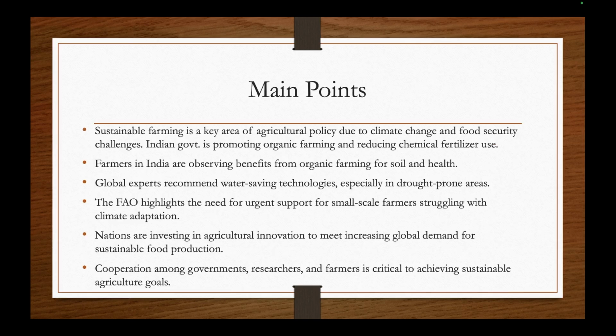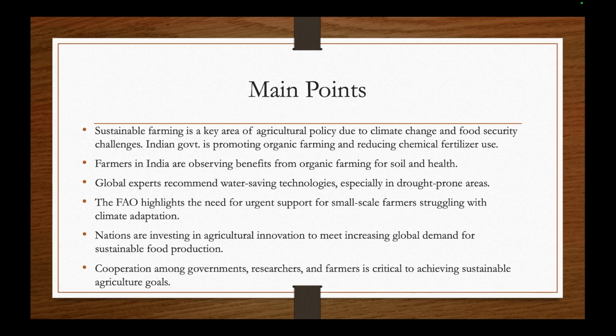Now, the main points of this, again, not very hard to understand, is that sustainable farming is a key area of agricultural policy due to climate change and the food security challenges. And what Indian government is doing here, as given in the passage, Indian government is promoting organic farming and reducing chemical fertilizer use. All right. Farmers in India are observing benefits from organic farming for soil and health.